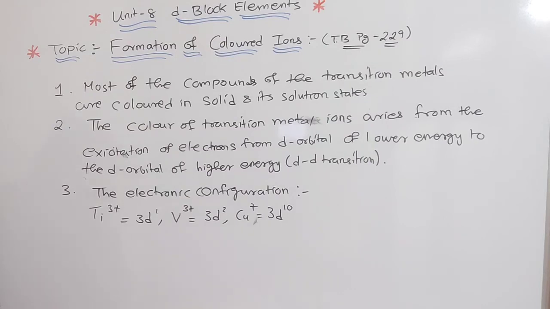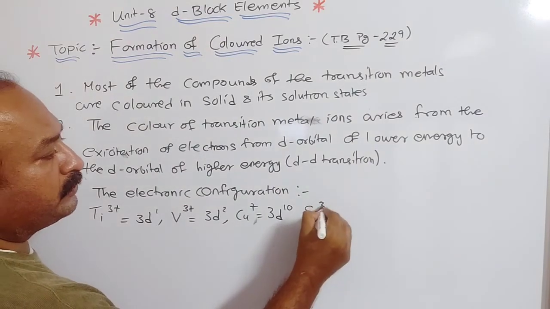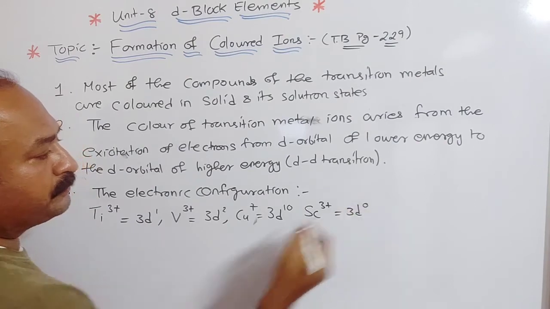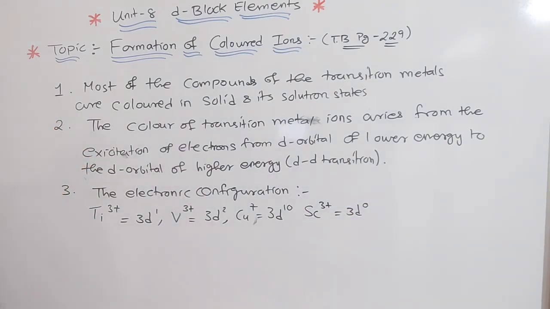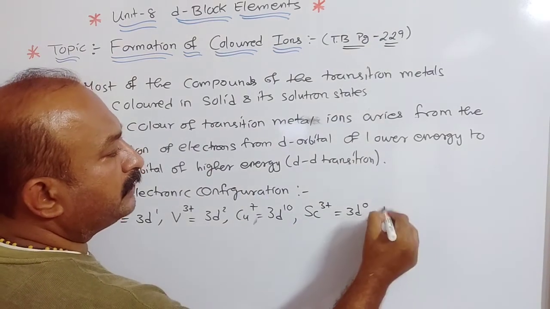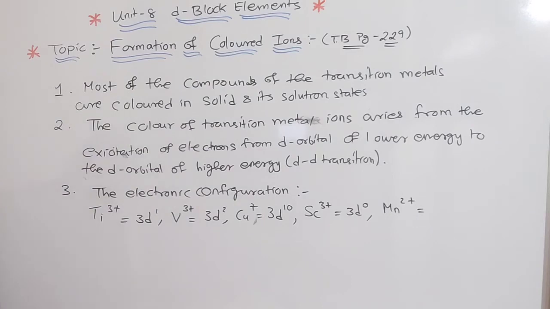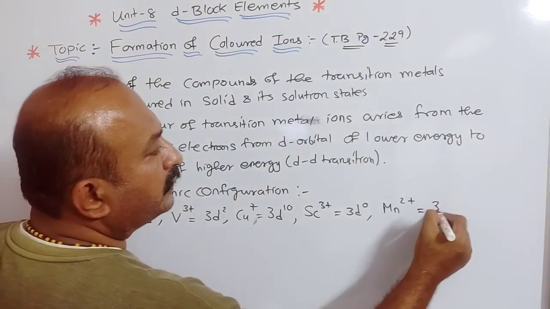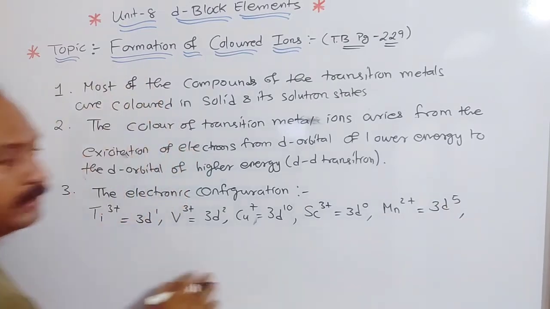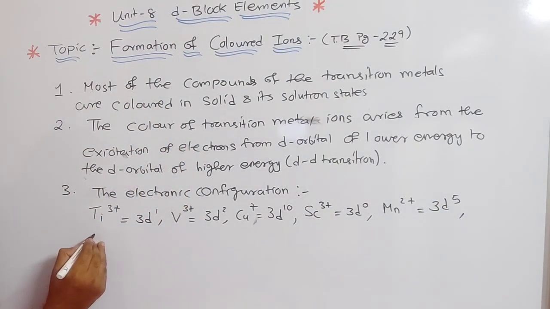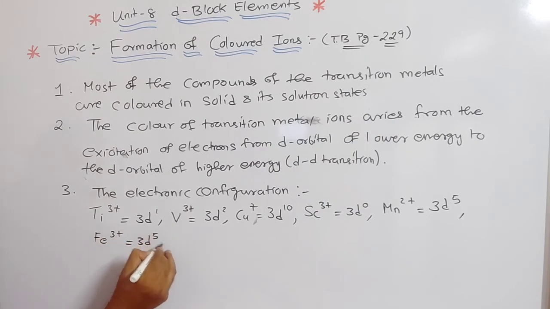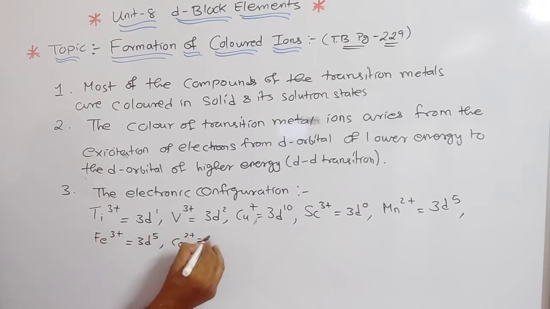Then scandium is there. Sc3+ is equal to 3d0. Then I think Mn2+ is given. Now Mn2+, when we say that, it is 3d5. Then if you see the configuration, Fe3+ is equal to 3d5 and cobalt 2+ is equal to 3d7. Understood?